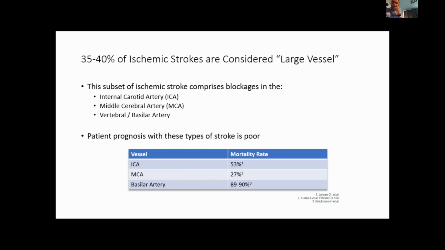35% or so, it's probably a bit of an overcall, let's call it 30% of strokes are what we call large vessel. And these strokes we don't seem to be able to do very much for. And the main areas are the ICA, MCA, and your vertebrobasilar system. And the trouble is, when you have a large vessel stroke, you can do very badly. So very high mortality rates, very high disability rates, particularly in the basilar artery setting.